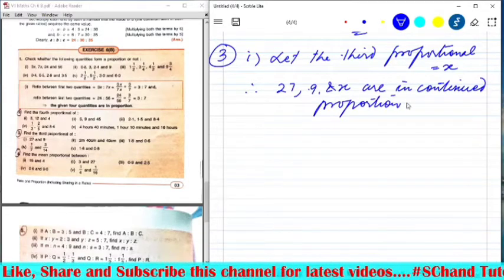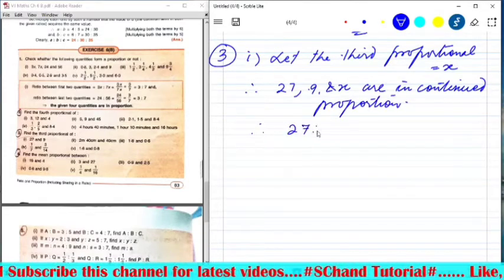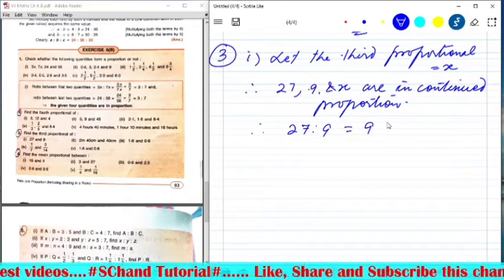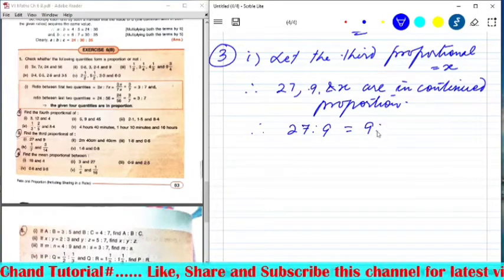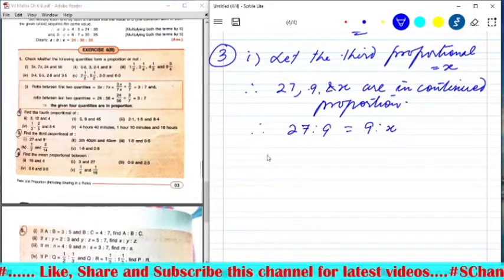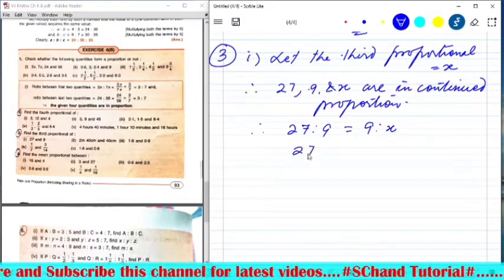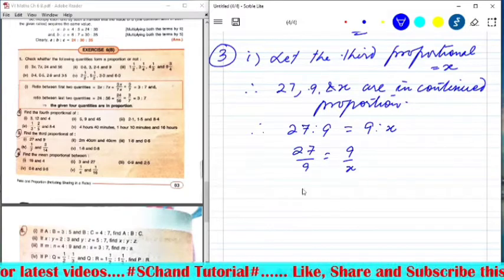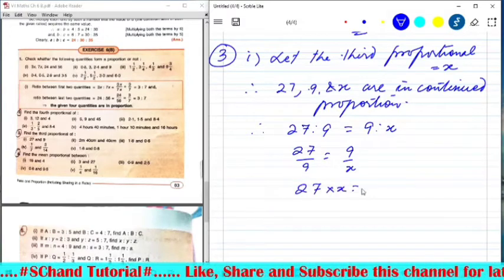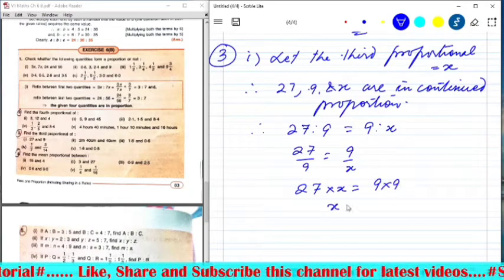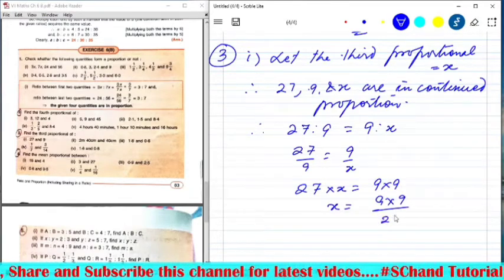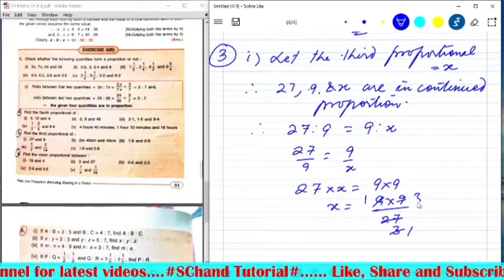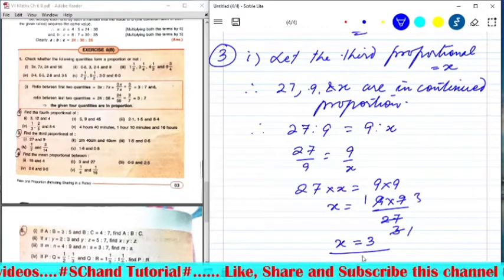These will be in continued proportion. So therefore 27 ratio 9 is equal to 9 ratio x. So that means 27 over 9 is equal to 9 over x. So that is 27 into x is equal to 9 into 9. So x will be 9 into 9 over 27. So 9 ones are 9, 9 3s are 27, 3 ones are 3, 3 3s are 9. So x is equal to 3. That is the answer.